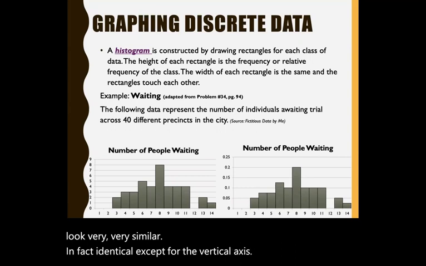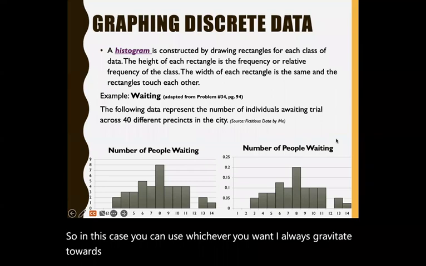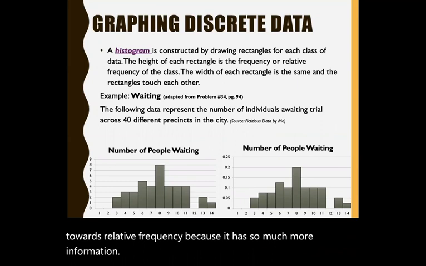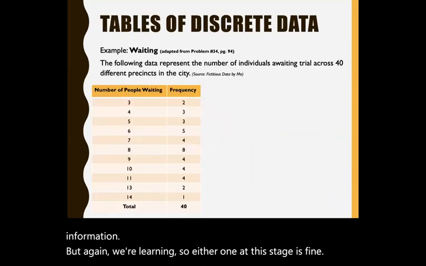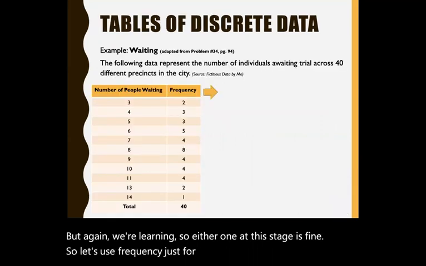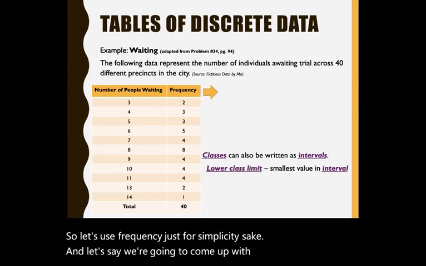So in this case, you can use whichever you want. I always gravitate towards relative frequency because it has so much more information. But again, we're learning, so either one at this stage is fine. So let's use frequency just for simplicity's sake. And let's say we're going to come up with some classes and we're going to create intervals.